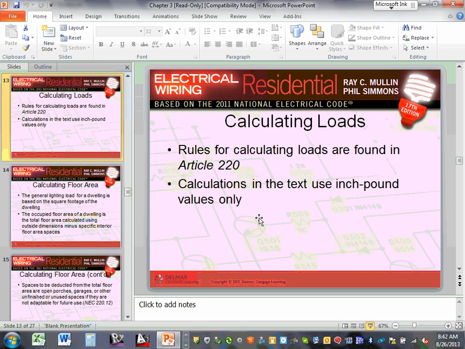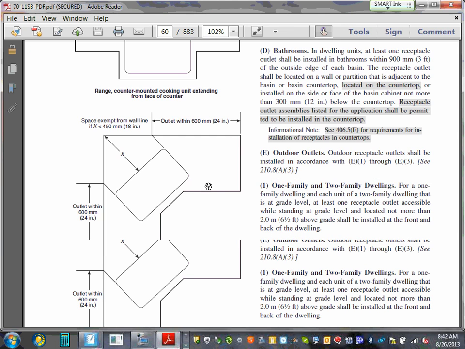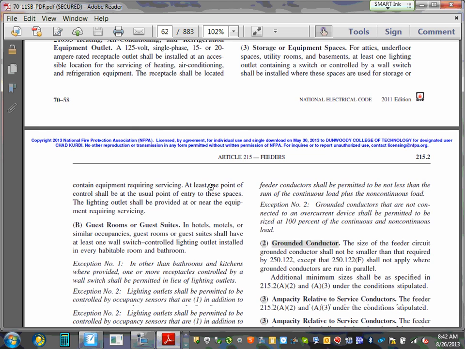I want to show you, we talked about, in the NEC code. Do you guys have your NEC code book handy? Please open your NEC code book if it's handy. At 220, here's 215. Let's go to 220.